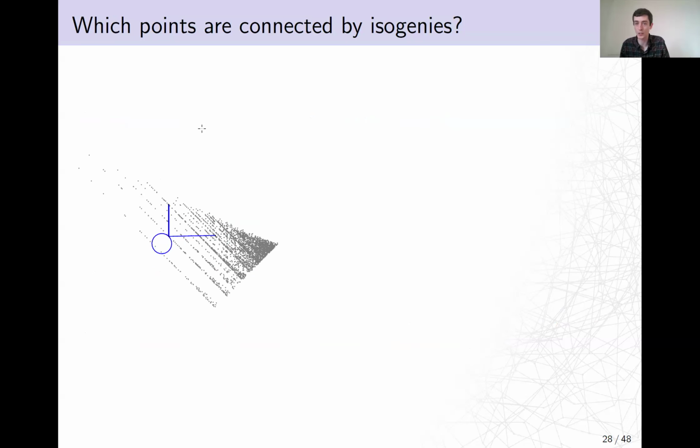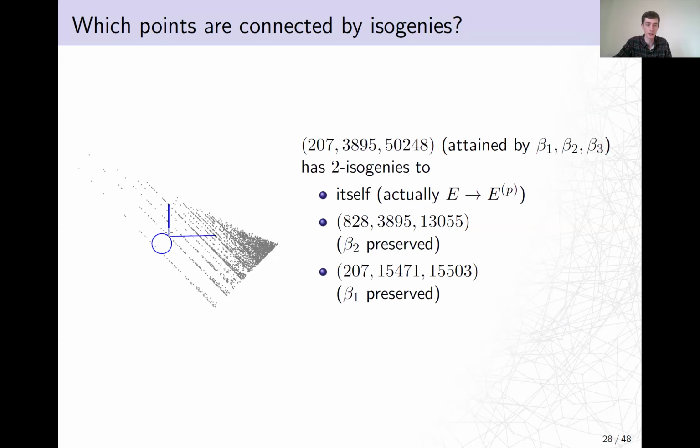So once again, I'll just quickly go through an example. This point here has label 207, 3895, 50248. That means in particular that there is an element of norm 207 and no shorter element. Now there is this loop, and I want to emphasize that in this case, this is not an isogeny from the curve to itself. This is not an endomorphism of degree 2.